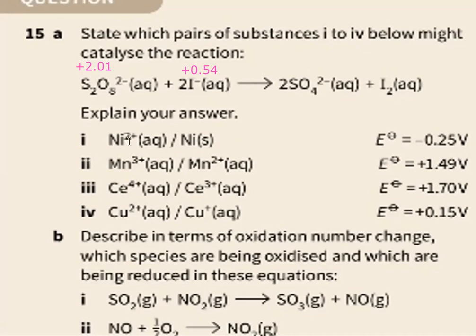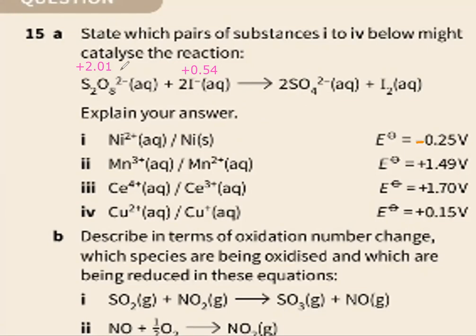Option 1, where the nickel ions, nickel की E naught value है 0.25. For manganese, it's positive 1.49. और सेरियम की पॉजिटिव 1.70, कॉपर इज पॉजिटिव 0.15. So ये different values हैं. आप बताइए, you tell me, you suggest which is going to be the most suitable metal which can be taken up as a catalyst in this scenario.